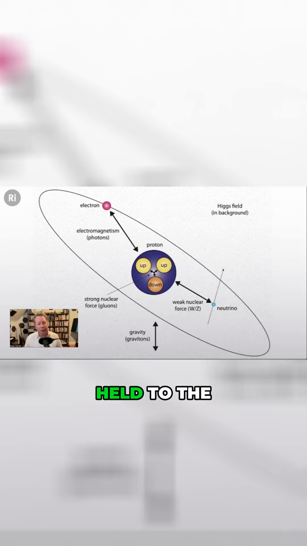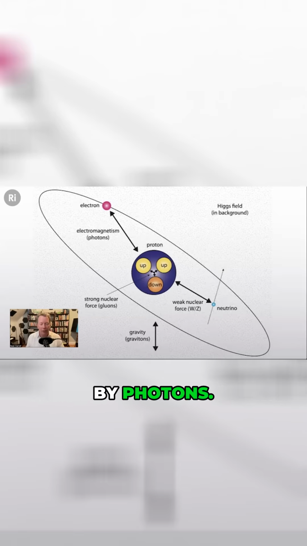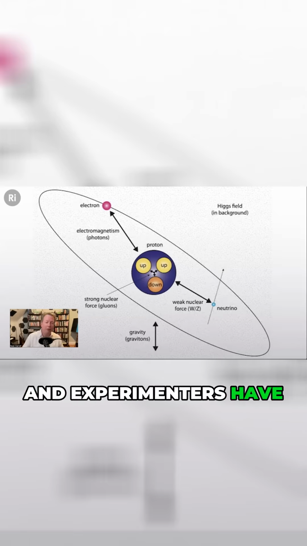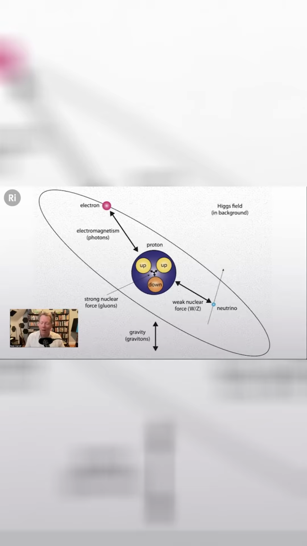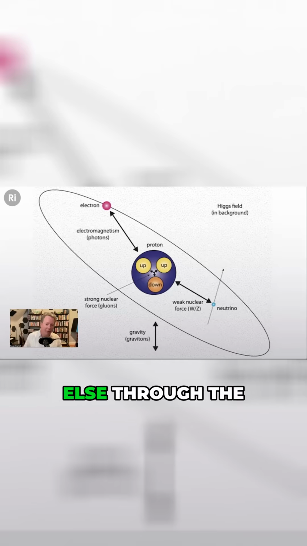The electron is held to the nucleus by a different force, the electromagnetic force carried by photons. And experimenters have shown that sometimes these quarks, the up and down quarks, can convert into one or the other. And in the process of doing so, they spit out a different kind of particle called a neutrino. And that interaction is mediated by the weak nuclear force carried by W and Z bosons. And then, of course, we have gravity. Gravity is everything pulling on everything else through the gravitational force carried by gravitons.